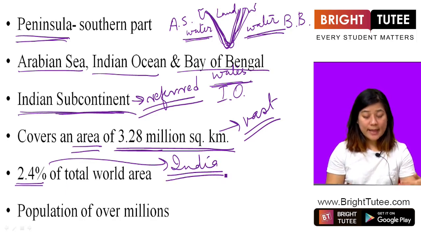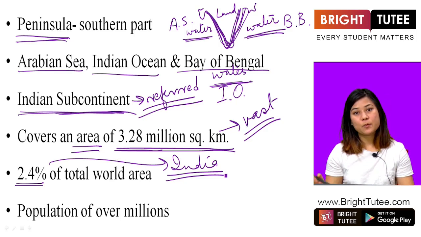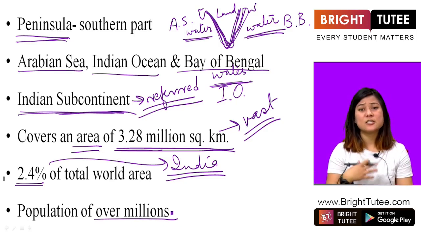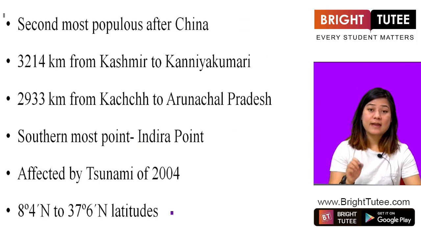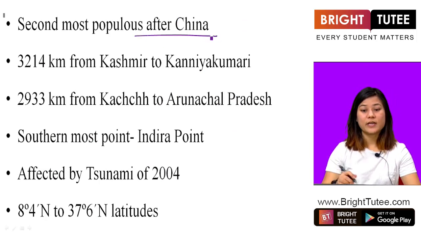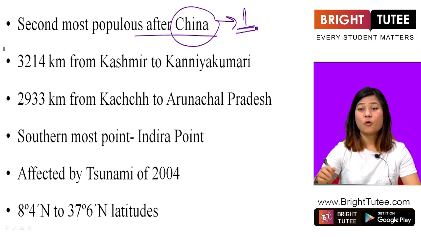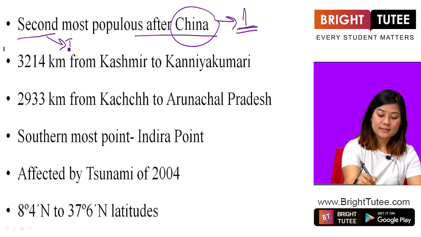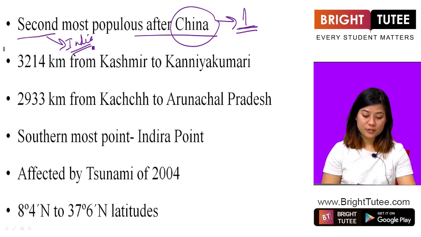Okay? And we looked at the area, right? Now, when we look at population, we know that India is a very populous country, right? So, the population of India is over a billion, meaning it's a huge number of people living in this country. And India ranks second after China when it comes to population. So, China ranks first as the most populous country in the world, and India ranks second.